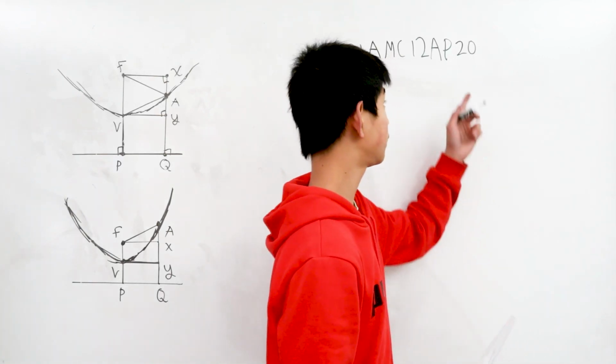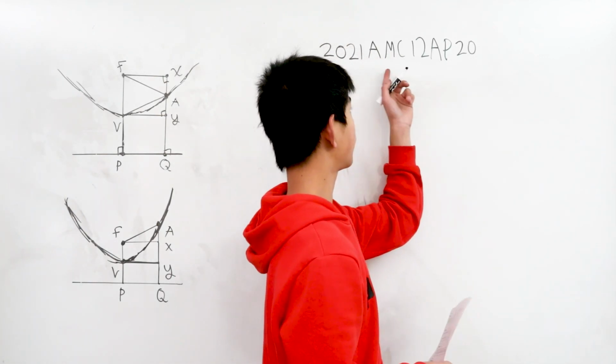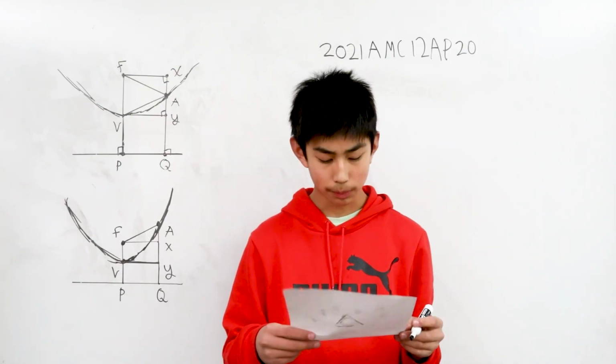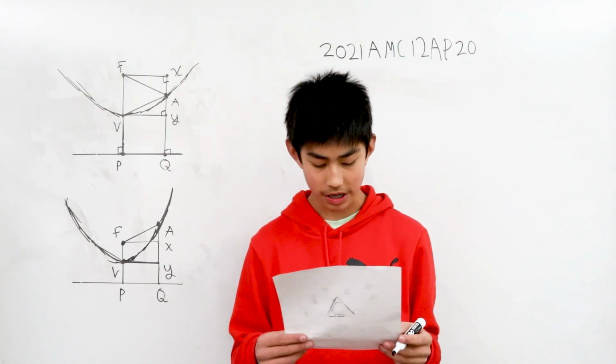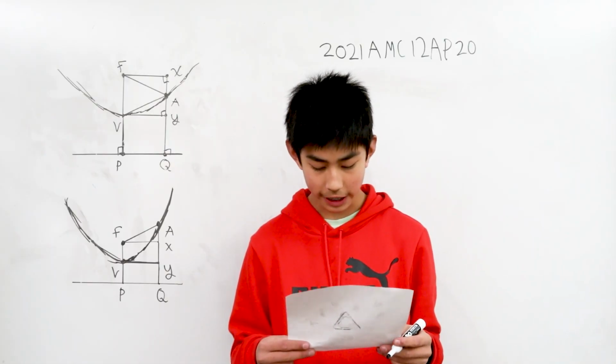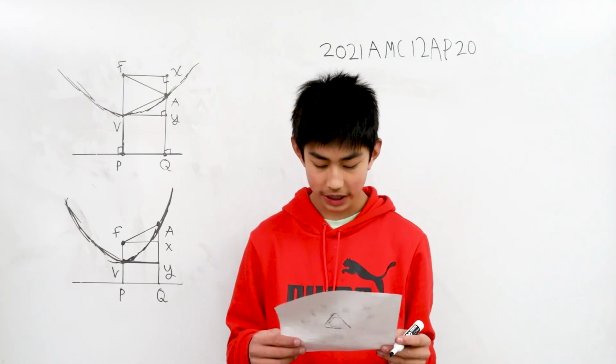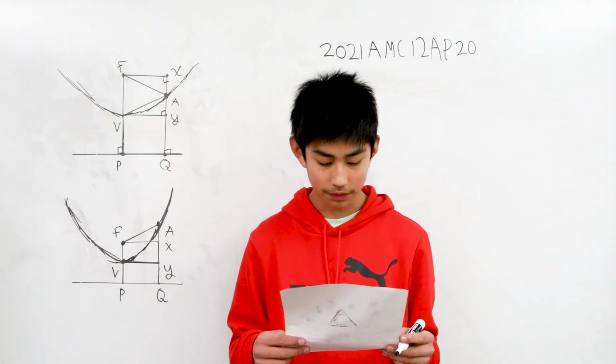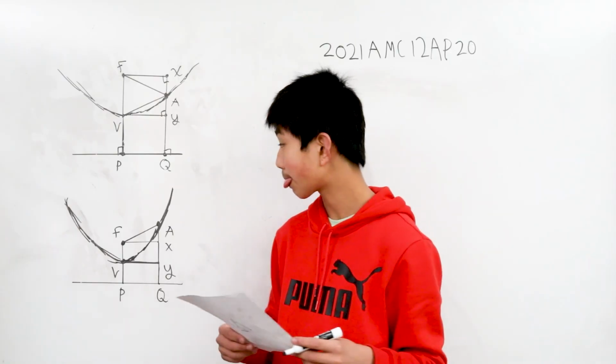We're solving problem 20 from the 2021 AMC 12A. Suppose that on a parabola with vertex V and focus F, there exists a point A such that AF is 20 and AV is 21. What is the sum of all possible values of length FV?